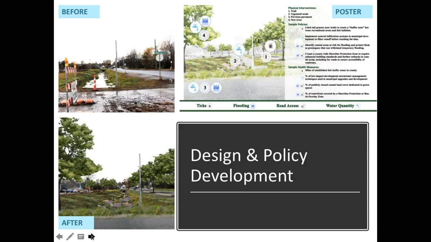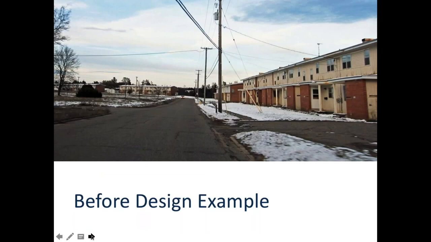For some of the images, we identified sample policy recommendations that would enable the adaptations to be implemented and also provided some sample metrics for measuring effectiveness in the future. Here is an example of a before image of a small community within Marquette County known as K.I. Sawyer. K.I. Sawyer is a former air base that has been converted into housing basically, and is now one of the more isolated and impoverished areas in the county.